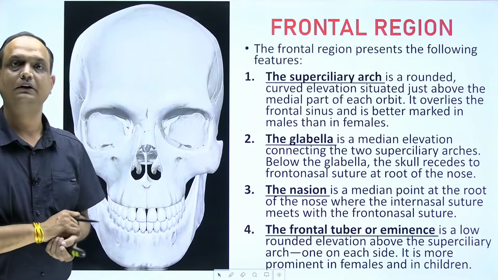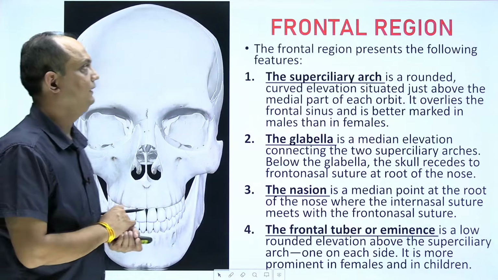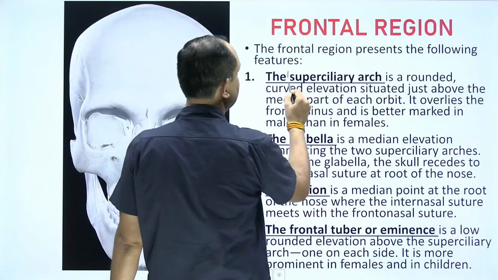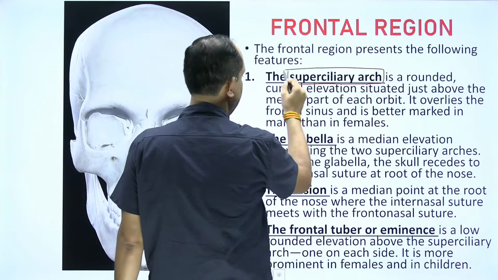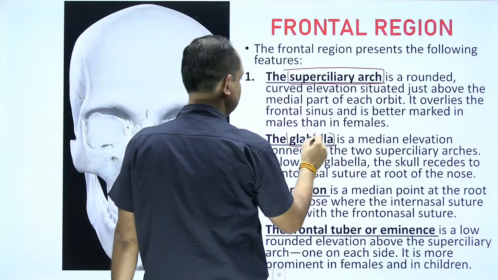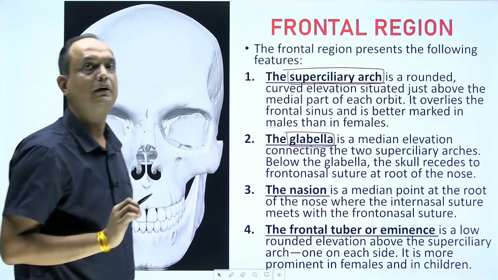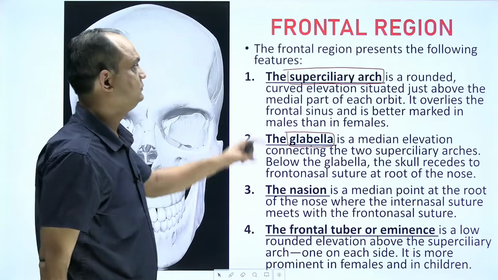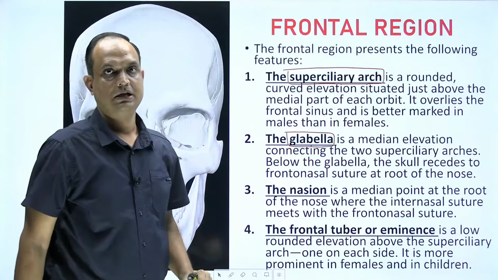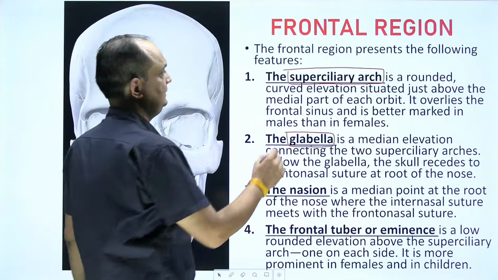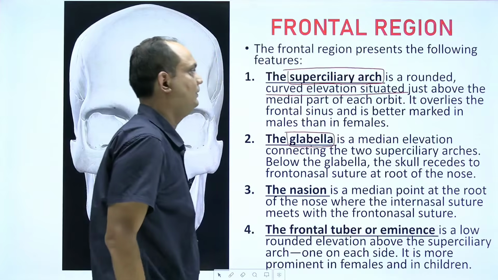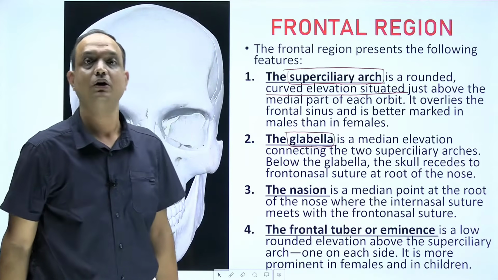First is the frontal region. When you see the frontal region, you will find the superciliary arch and the glabella. These are the two most important features which you read first. Now what are superciliary arches? Superciliary arches are the curved, elevated, rounded areas above the medial part of each orbit.